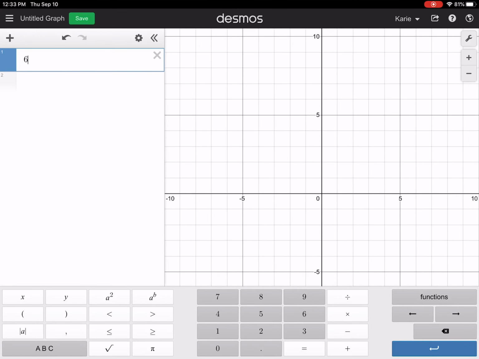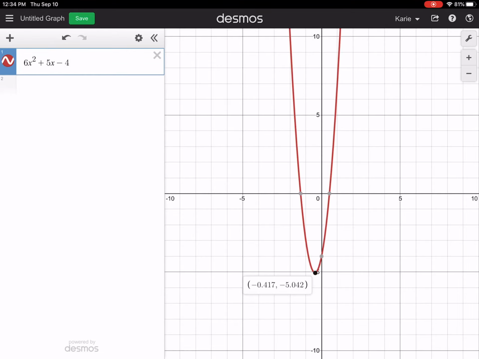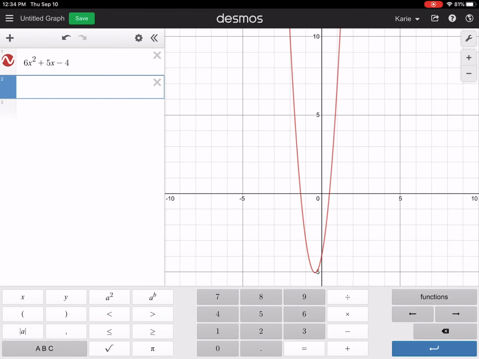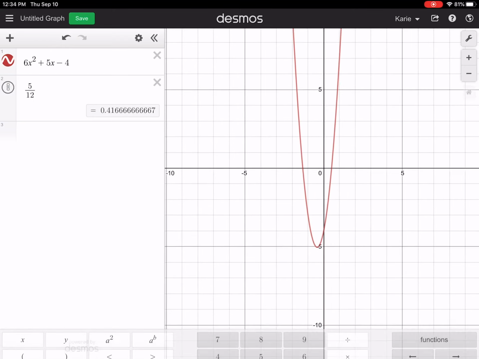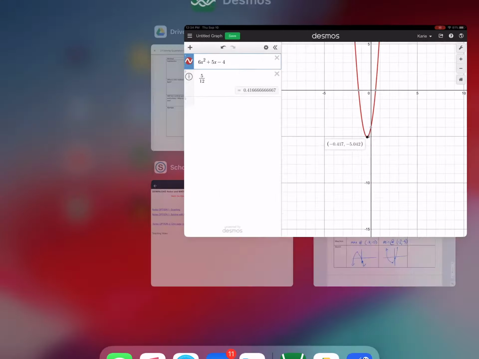That was 6x squared plus 5x plus 5x minus 4. Okay, its vertex is that. One of them we just said was 5/12. Well, -5/12. Yeah, that matches. Okay. Anyway, go plug it in and figure out the other answer.